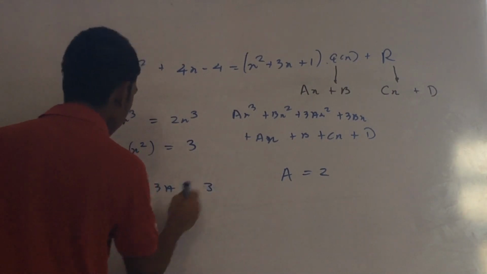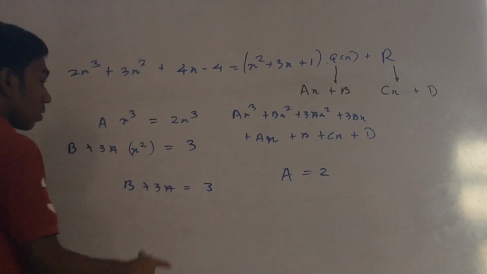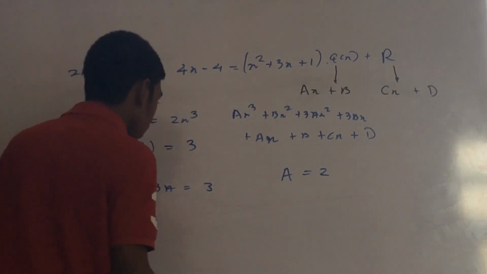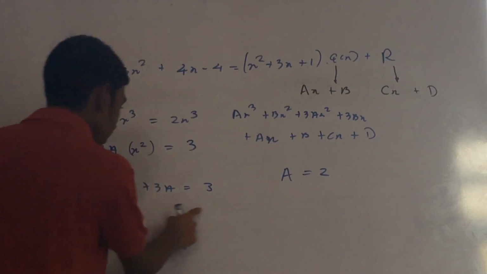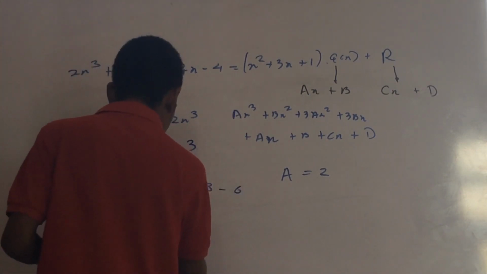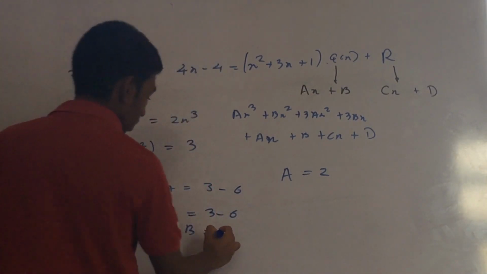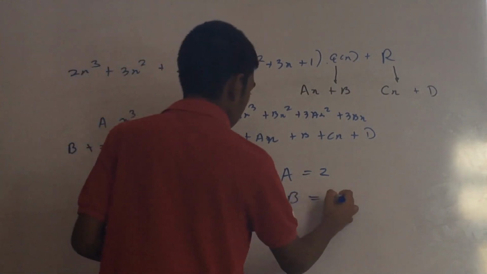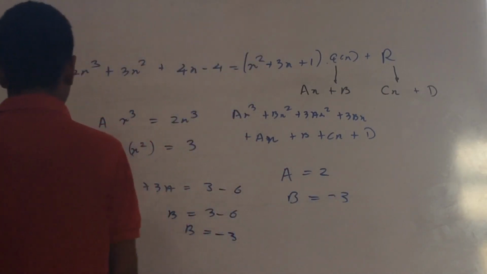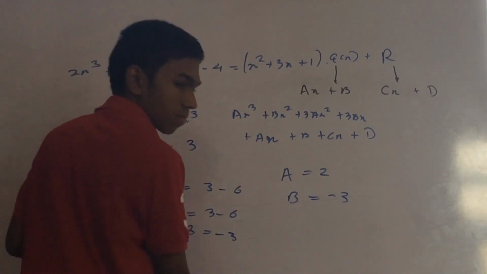3. 3a is equal to 3 into 2, which is 6. We can bring 6 to the other side, that will be minus 6. So b is equal to 3 minus 6, b is equal to minus 3.